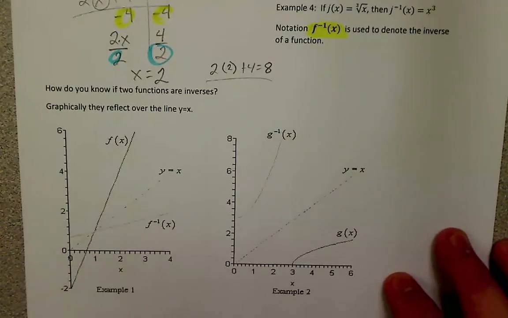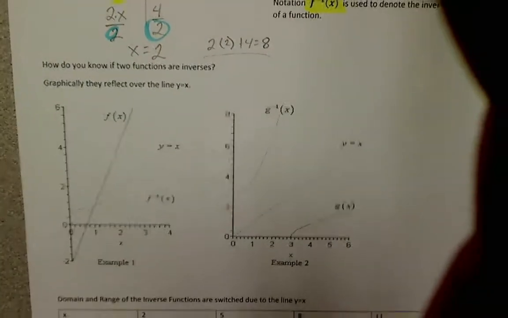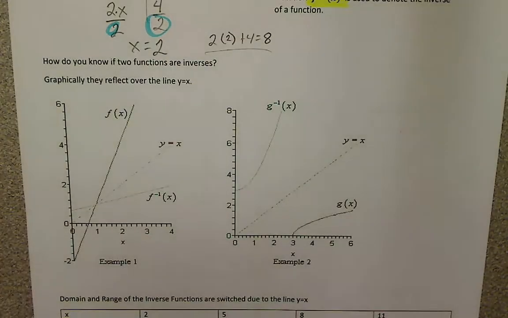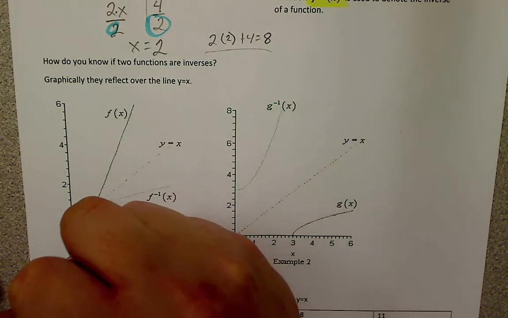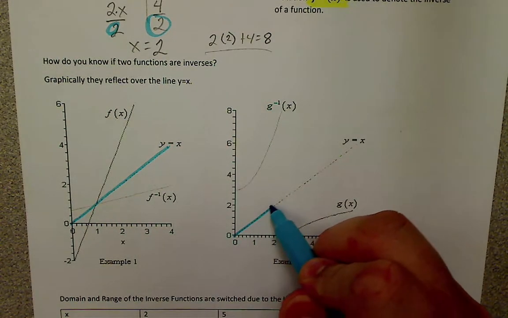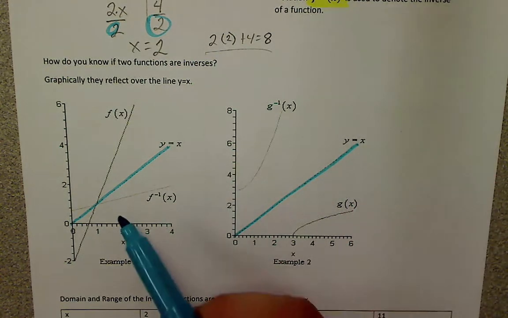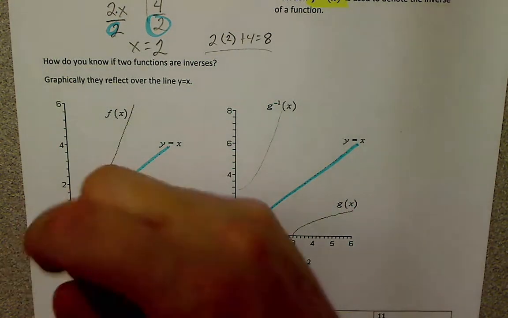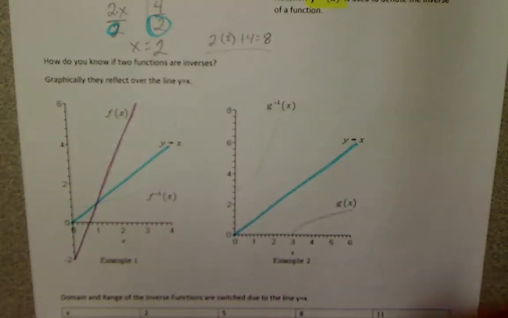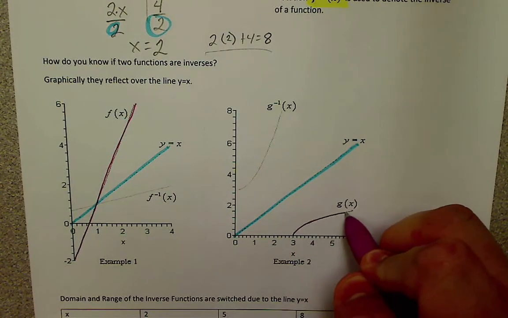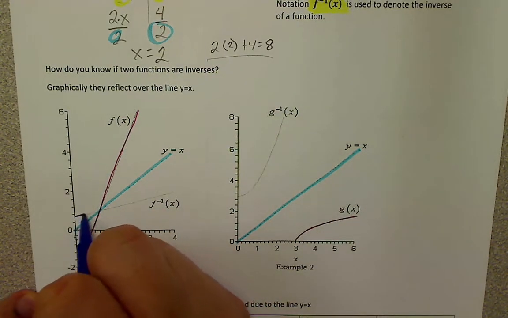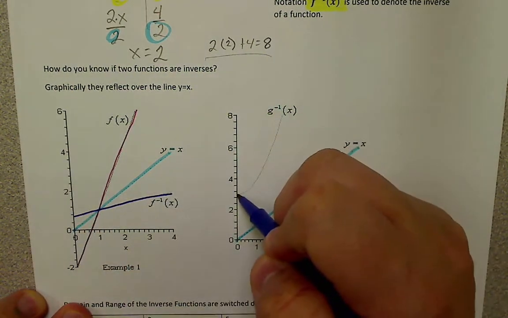So the first thing I want you to understand is graphically, for two functions to be inverses, they are going to reflect over the line y equals x, which is the line that goes through like this. Okay. And what happens with this line is you have two functions. I'm going to highlight them for you. You can kind of see that they reflect. I'm going to make this one peak right here too. Make that a little bit thicker over that line. And it actually does something to the domain and range. Okay.